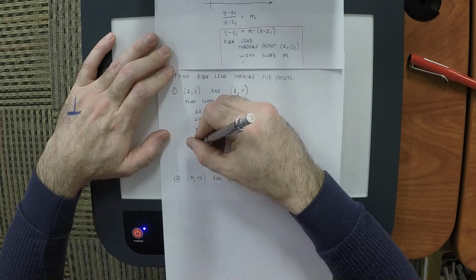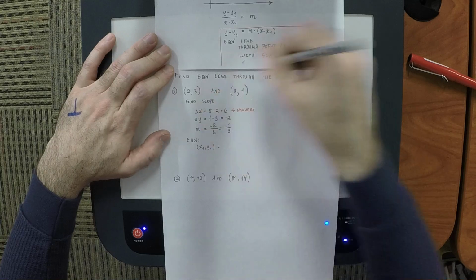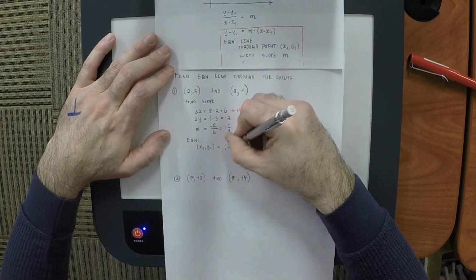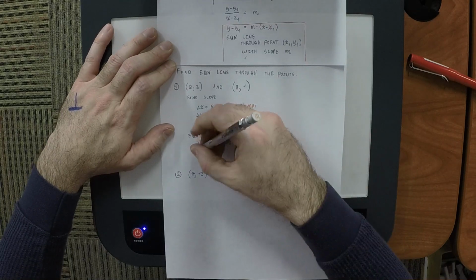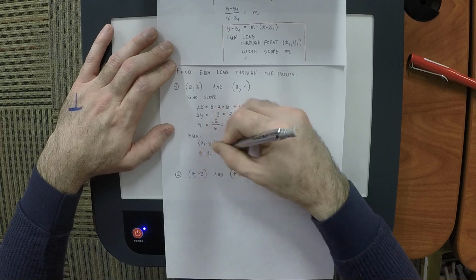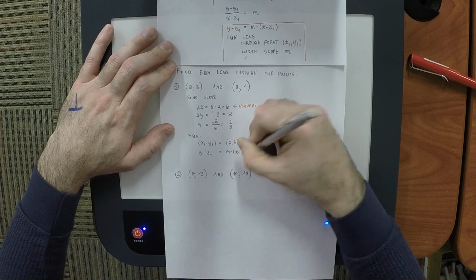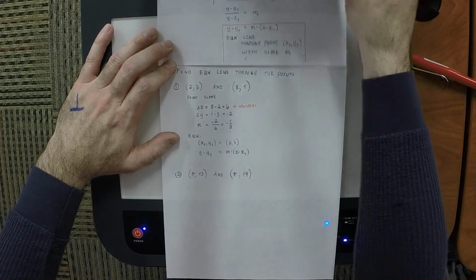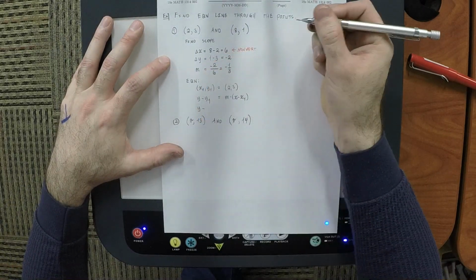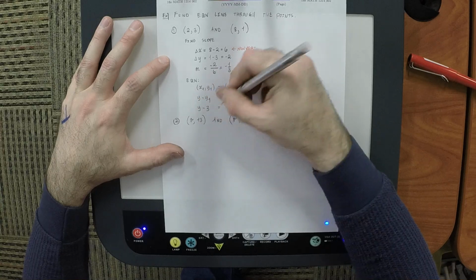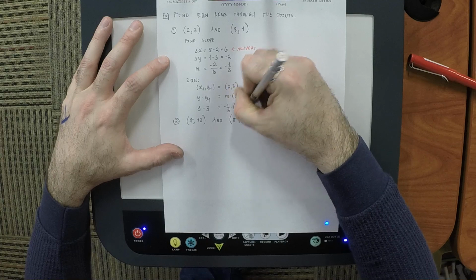Well, like I just mentioned, we need to select one of the points. I'll select the point (2, 3) for no particularly good reason. And then use the equation y minus y1 is m multiplied by x minus x1. And now it's just a matter of plugging stuff in. So y minus 3 is -1/3 times x minus 2.